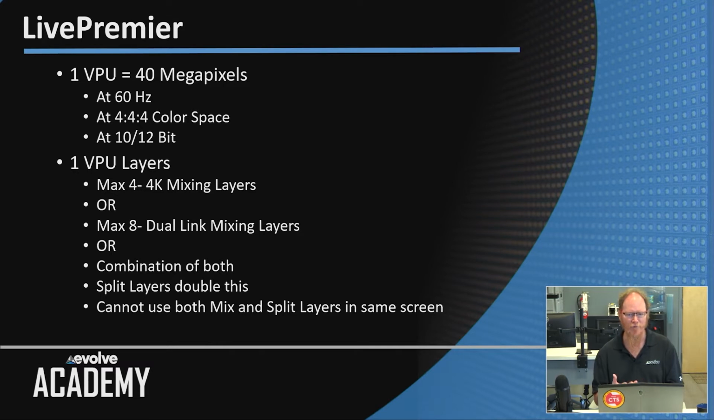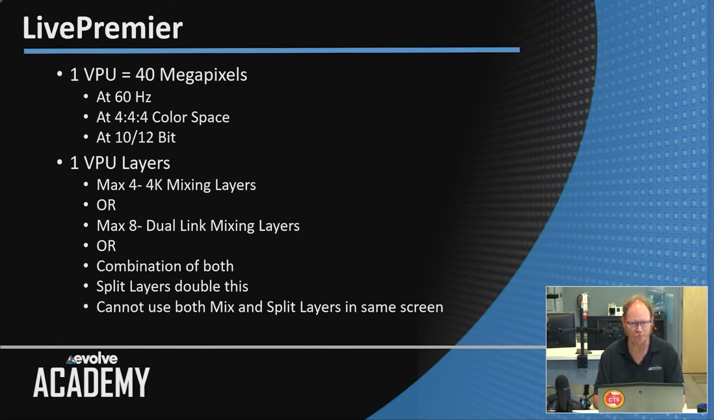So, LivePremier. How does it work? What does it use? Why is it great for LED? So in the LivePremier, you have a VPU. You have 1, 2, or 3 VPUs depending on which chassis you're working with. One VPU in LivePremier is 40 million pixels, at 60 Hertz, at 444 color space, at 10 or 12-bit color. So it's really 40 million pixels all the time.